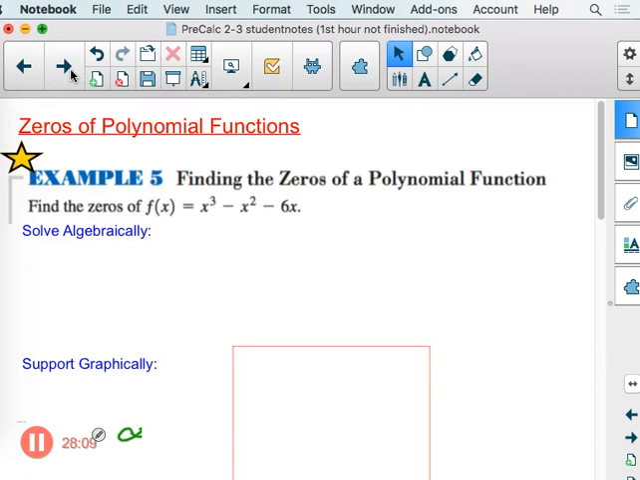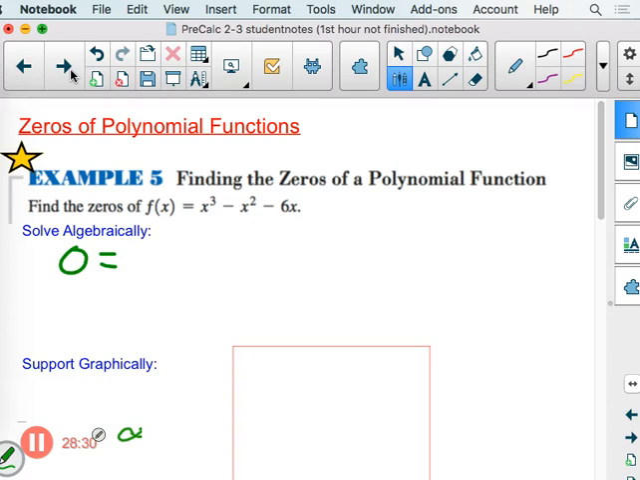Finding the zeros of a polynomial function. Find the zeros of this. Here's a big step. Seems like a little thing. You're finding the zeros. It has to be 0. It is a big step. That says, hey, I know what I'm doing here. So does going through the list that we use for factoring.